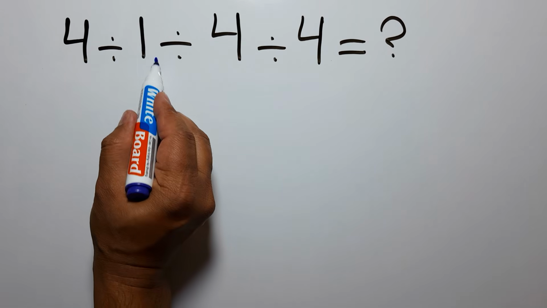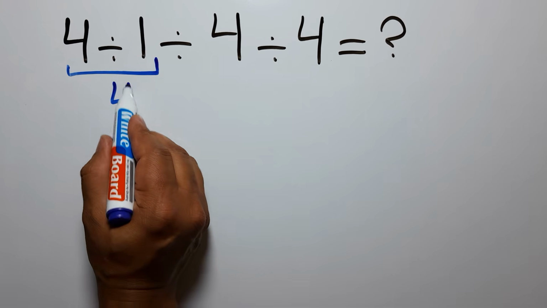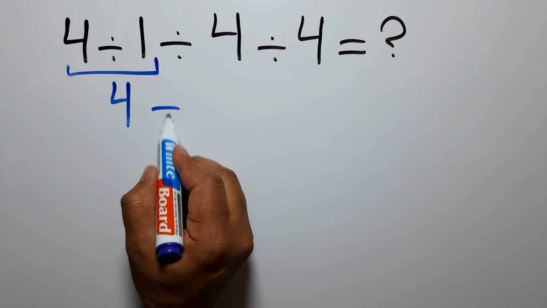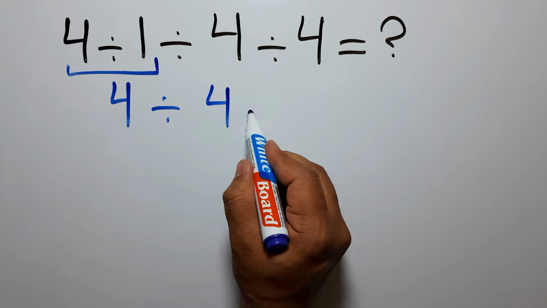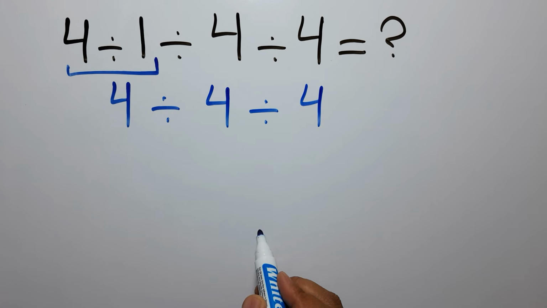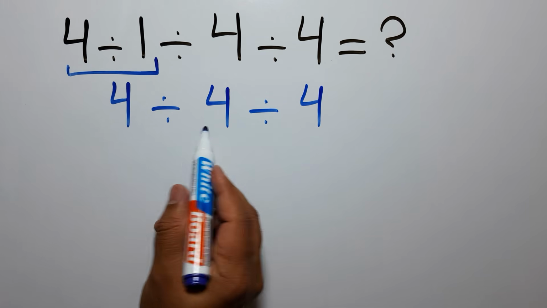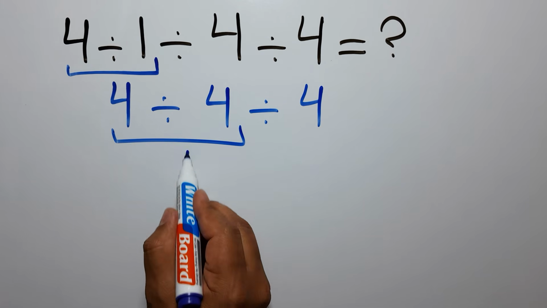4 divided by 1 gives us 4. So we have 4 divided by 4 and again divided by 4. Now we have to do this division. 4 divided by 4 gives us 1.